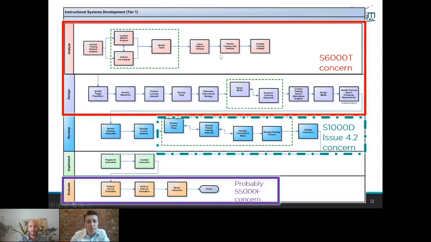But after what you have defined in the analysis and design phase and what you have specified to be produced as training material in the development phase, during that development phase of the training, you will follow the S1000D to standardize the production of the training material. As it is for the technical publication, technical documentation, the S1000D also specifies how we develop the training material. And the evaluation phase will be in a future version of the S5000F.